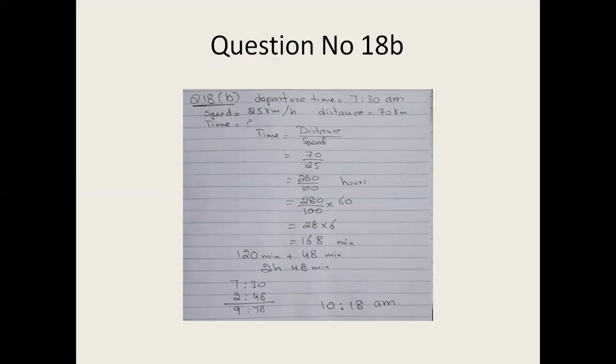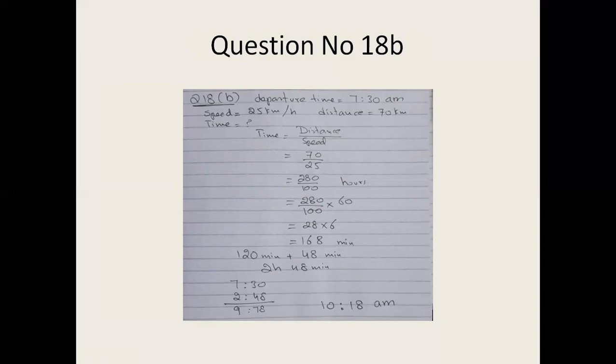To convert it into minutes, I will multiply it with the 60. So you are left with 28 multiplied by 6, and that will be 168 minutes. So out of this 168 minutes, 120 minutes means 2 hours, and the rest will be 48 minutes. So 2 hours and 48 minutes.